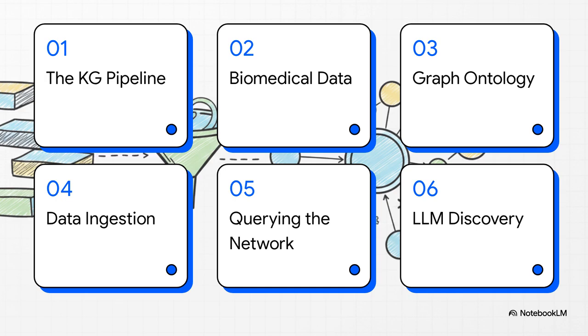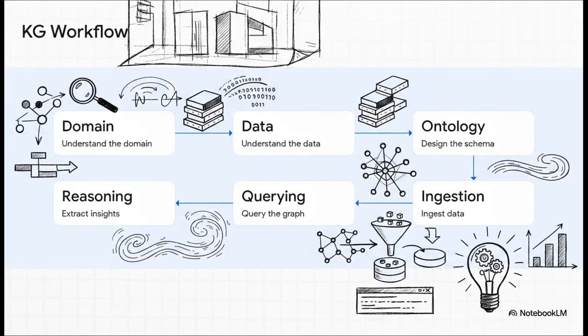Let's get to it. Our architectural blueprint here is a 6-step workflow. It's basically an adapted version of the classic CRISP-DM model, just tailored for knowledge graphs. It goes like this. 1. Domain understanding. 2. Data understanding. 3. Ontology design. 4. Data ingestion. 5. Querying. And 6. Reasoning. This is our playbook for the whole project.